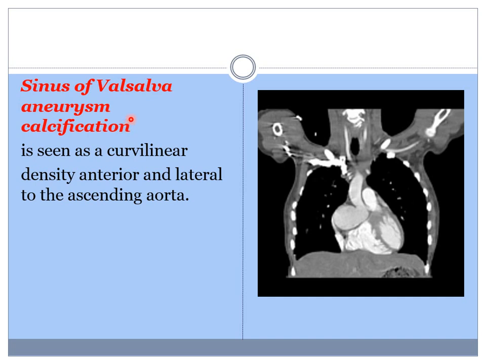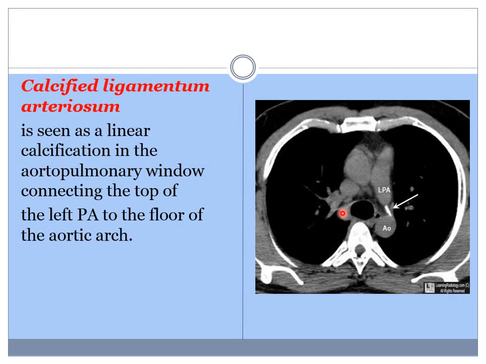Sinus of Valsalva aneurysm calcification. This is seen as a curvilinear density anterior and lateral to the ascending aorta. This is a sinus of Valsalva aneurysm, but it's not calcified in this picture. Calcified ligamentum arteriosum is seen as linear calcification in the aortopulmonary window connecting the left pulmonary artery to the floor of the aortic arch.